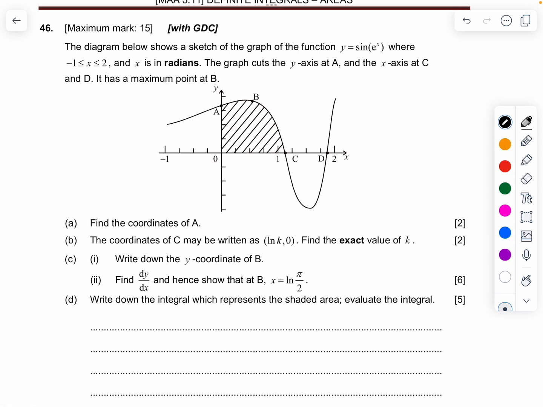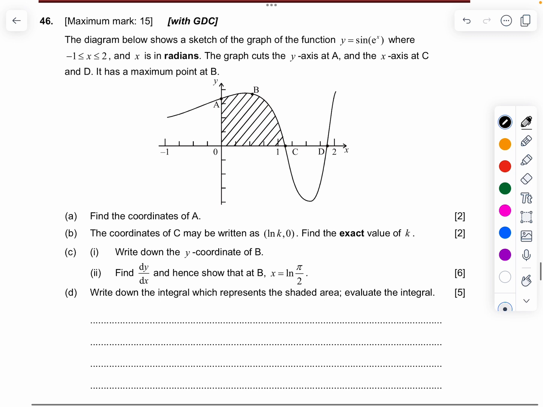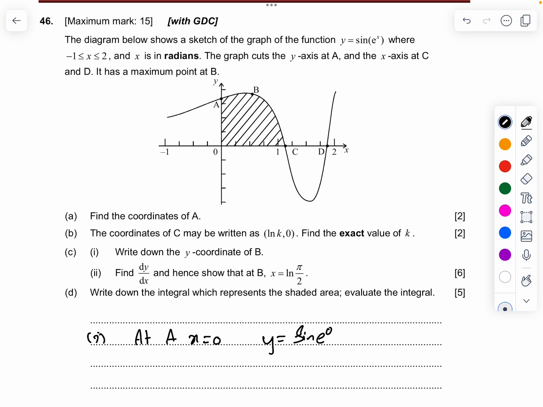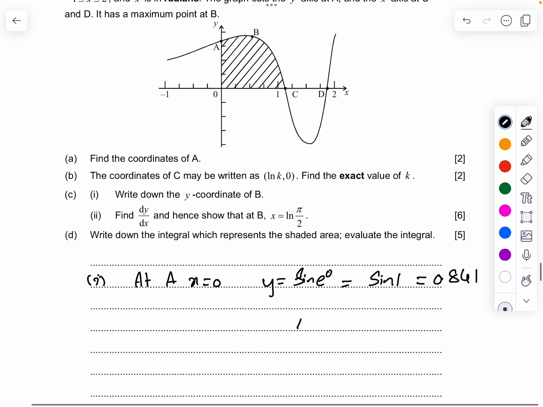Question number 46. The diagram below shows a sketch of the graph of a function y equals sin e power x, where x lies between negative 1 and 2, x is in radians. The graph cuts the y-axis at A and the x-axis at C and D. The maximum point is at B. Find the coordinates of A. At A, x equals 0. So y equals sin e power 0, which is equal to sin 1.